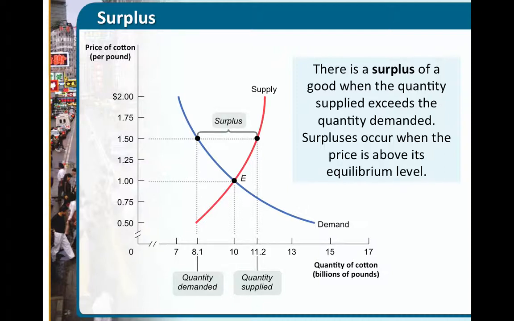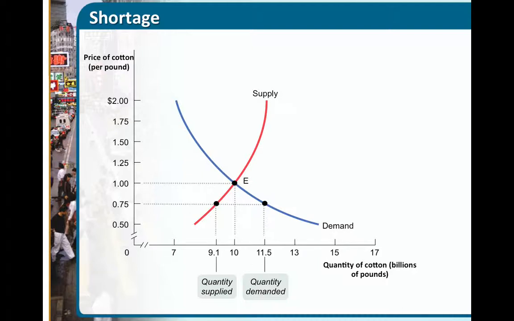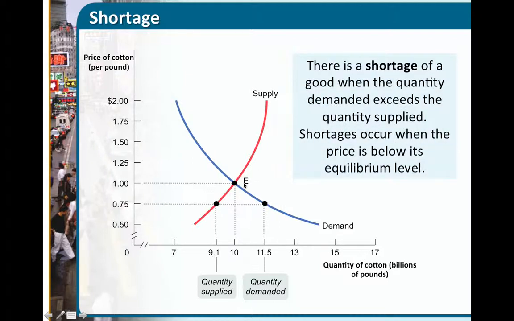Conversely, there can be a shortage if the price is lower than you expect. This makes sense because if the price is lower than equilibrium, there are going to be more people demanding cotton than there are people supplying it, because for 75 cents, you can't get as much money as you would in equilibrium. So the quantity demanded exceeds the quantity supplied, and this is a shortage, when the price is below the equilibrium level.